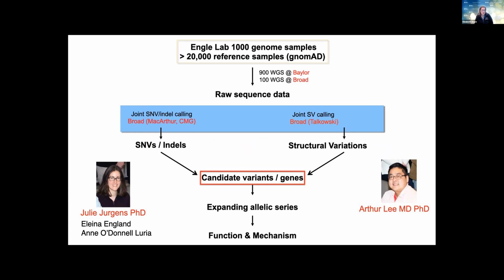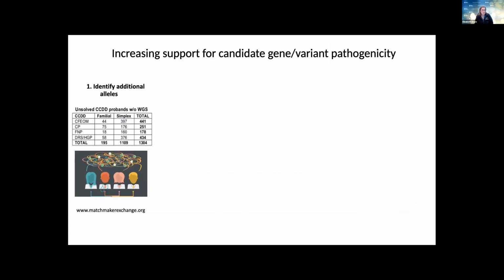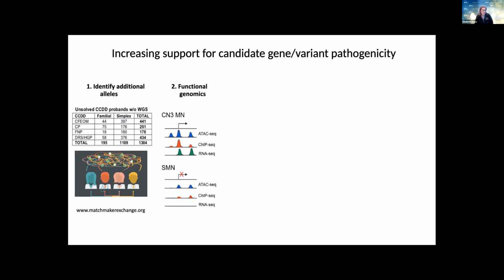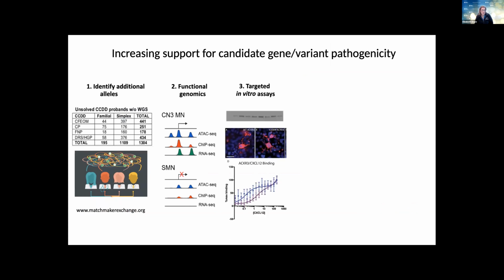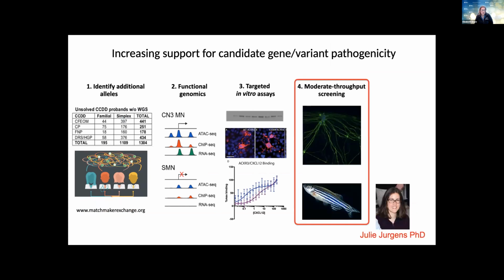But one of the biggest challenges is to prove pathogenicity and to choose which variants to pursue mechanistically. To support pathogenicity, as Wendy mentioned, we search for additional alleles, we interrogate our in-house cranial motor neuron functional genomic data, and we perform targeted in vitro assays. One of the things we lacked, however, was a moderate-throughput in vivo anatomic screening mechanism to support pathogenicity. And so for this, Julie in the lab has turned to zebrafish.